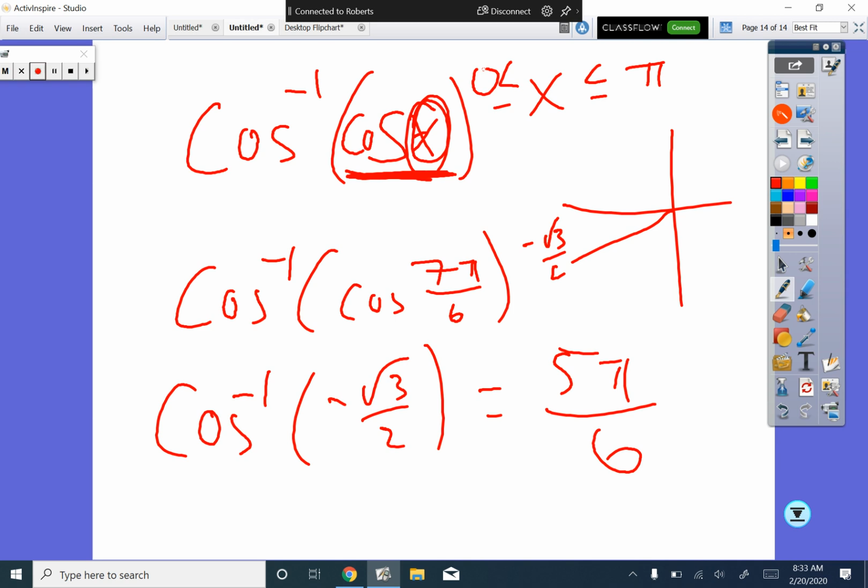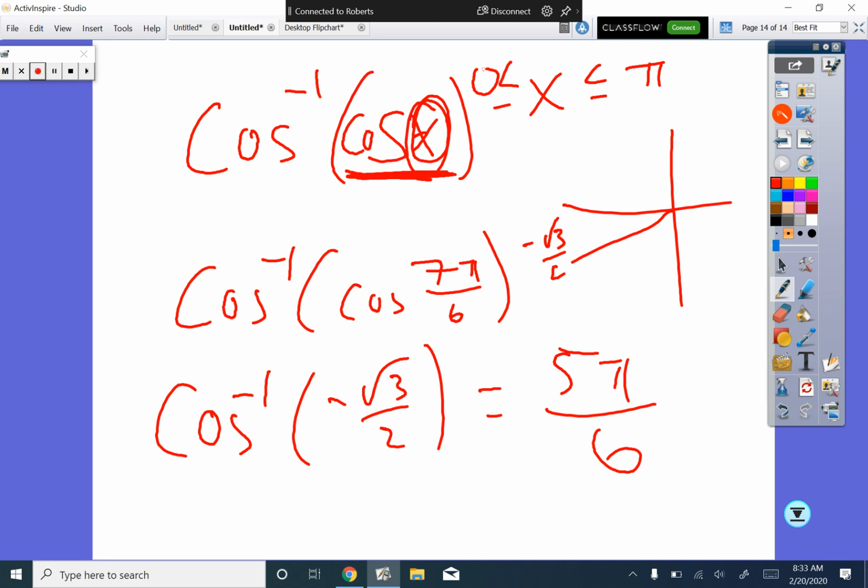Because once again, 7 pi 6 is outside of what arc cosine can give us. Arc cosine can only give us answers between 0 and pi. This is our thinking. This is the deeper part. 0 to pi. But 7 pi 6 is outside of that, so I have to find another angle that would give negative root 3 over 2, which is 5 pi 6. Does that make sense to everybody?